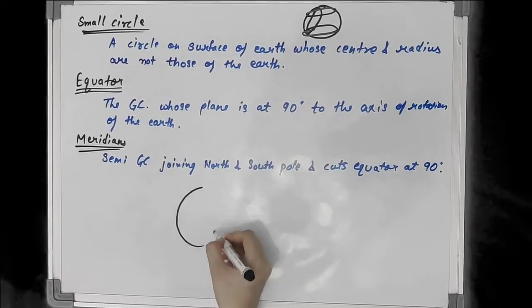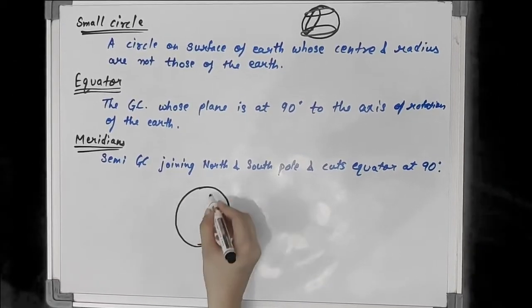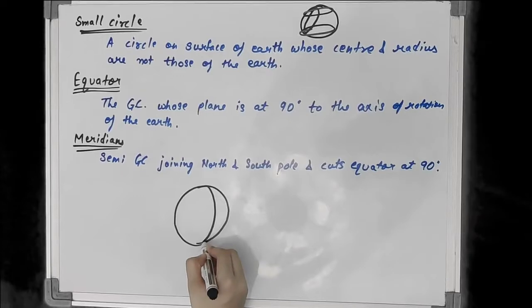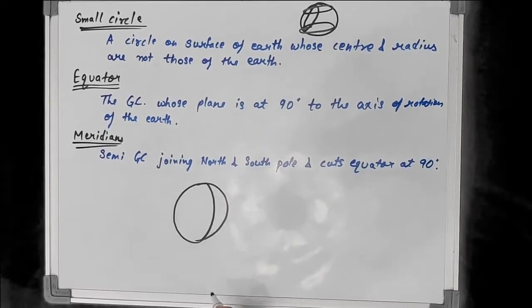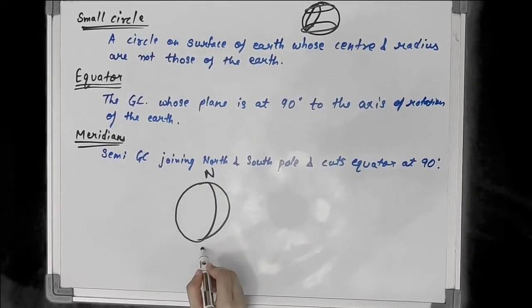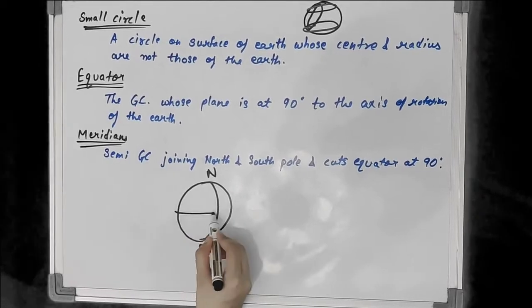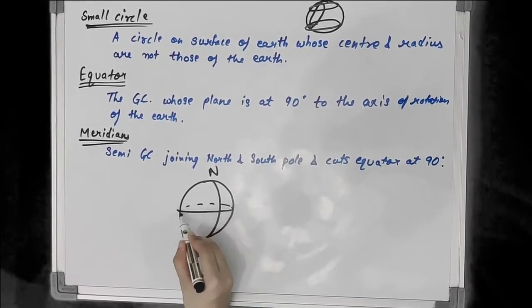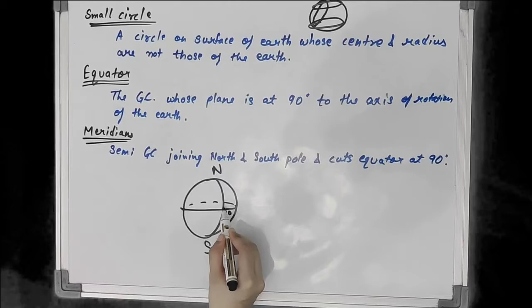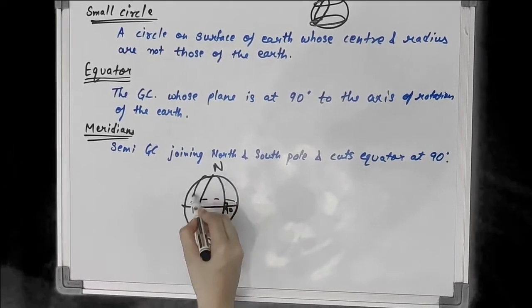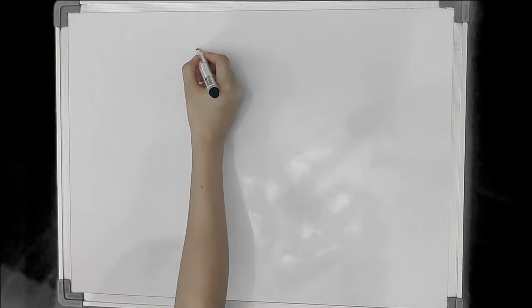So this is a semi-great circle and it joins north pole and south pole, and if we see, it will cut the equator at 90 degrees. Meridians are parallel at the equator and converge as they go away from the equator.